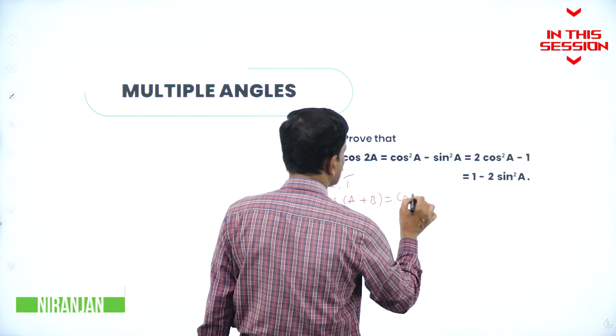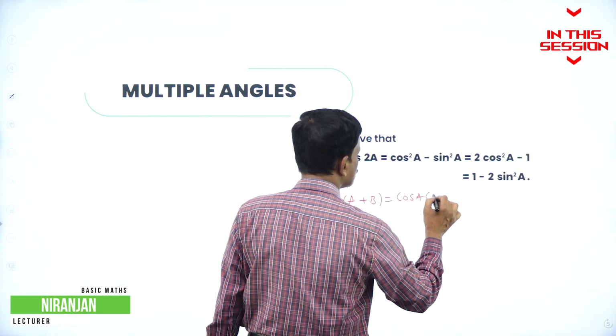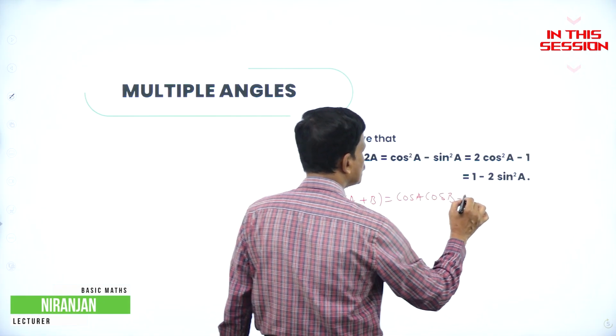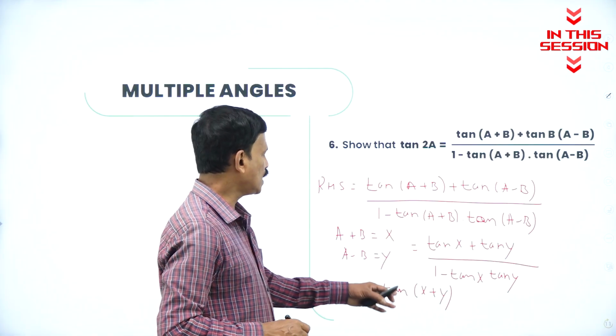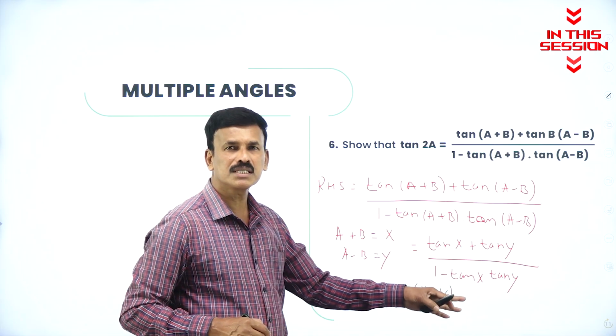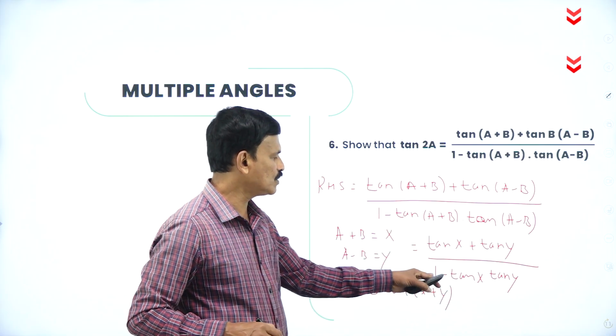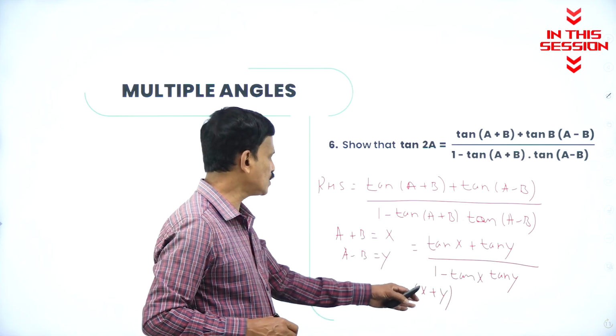What is cos A plus B? Cos A plus B is equal to cos A cos B minus sin A sin B. What is tan X plus Y? Tan X plus tan Y divided by 1 minus tan X tan Y is nothing but tan X plus Y.